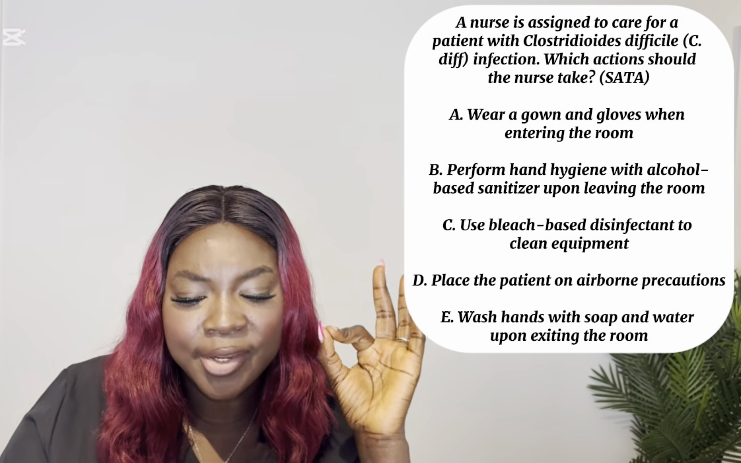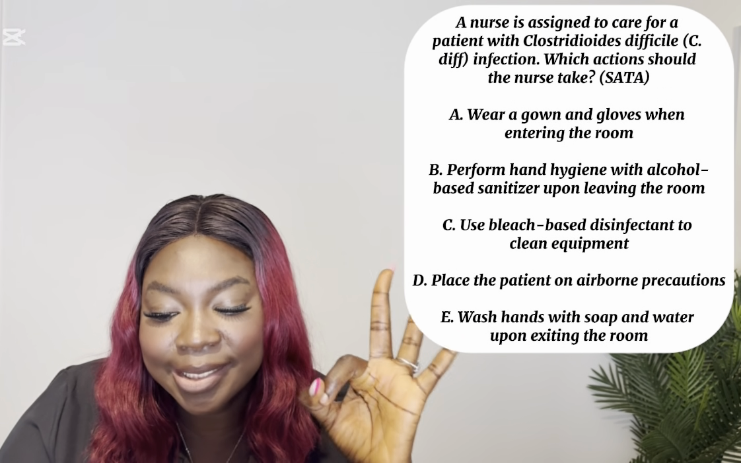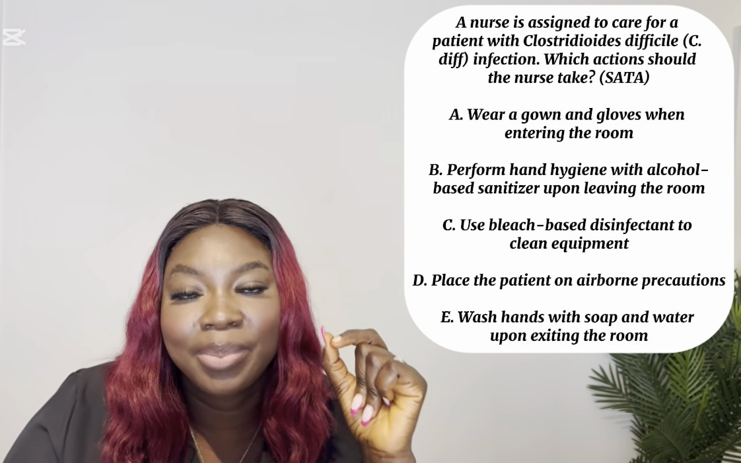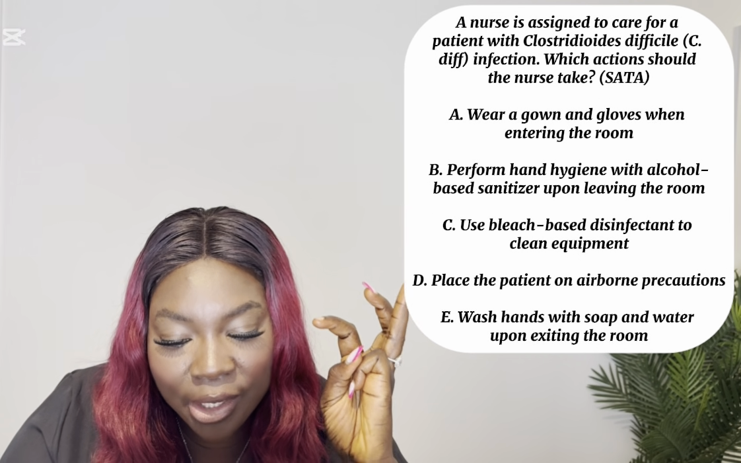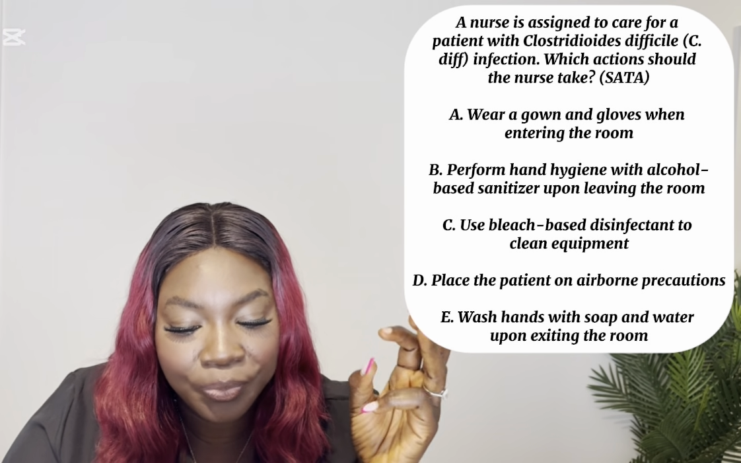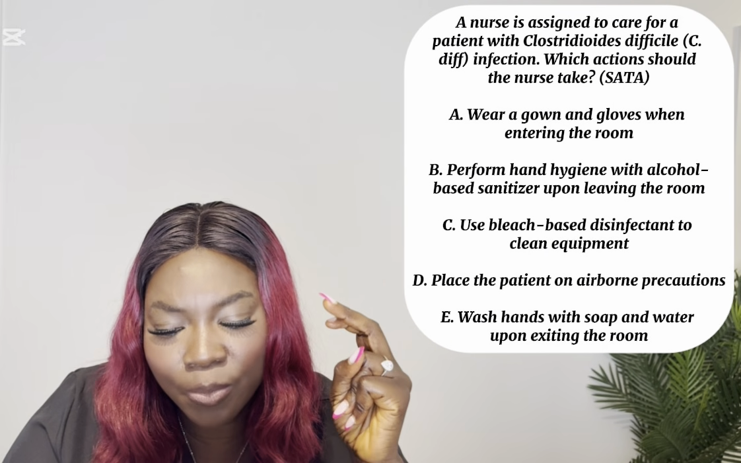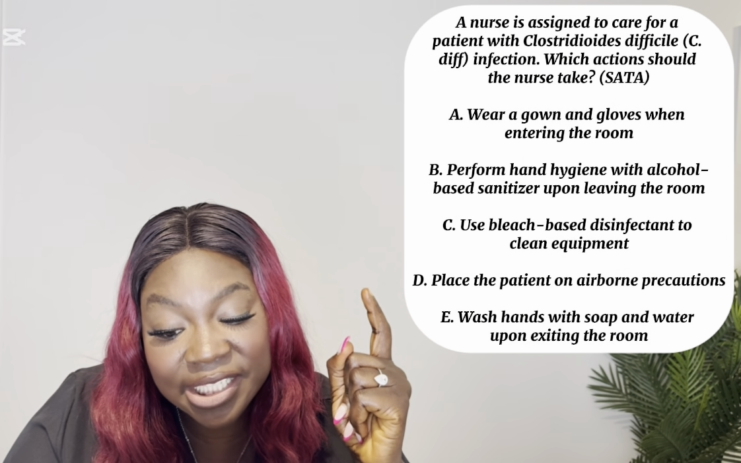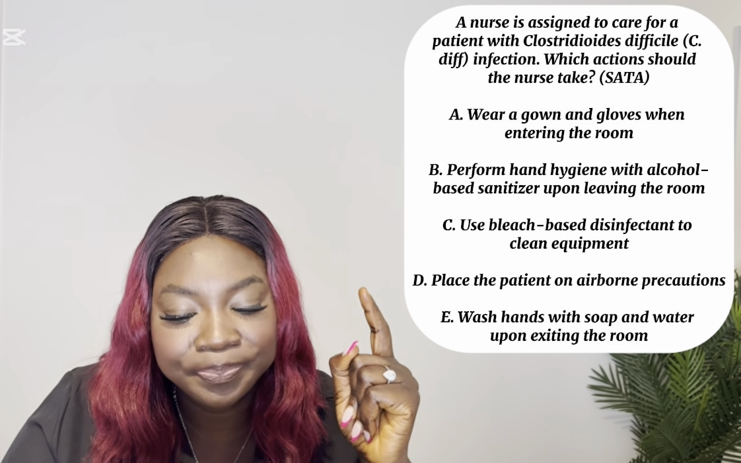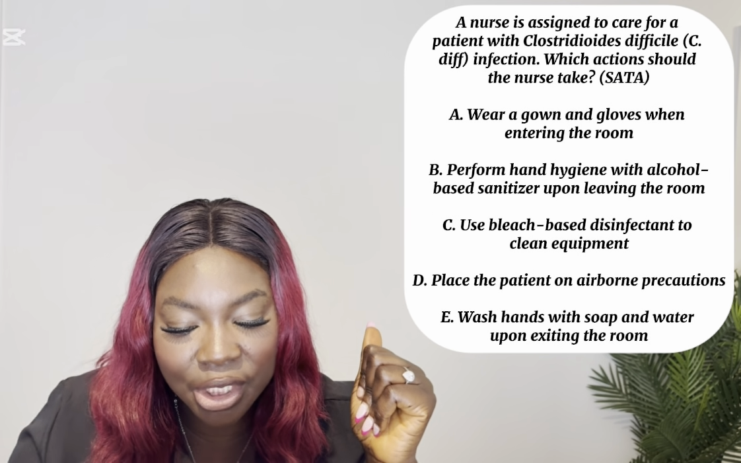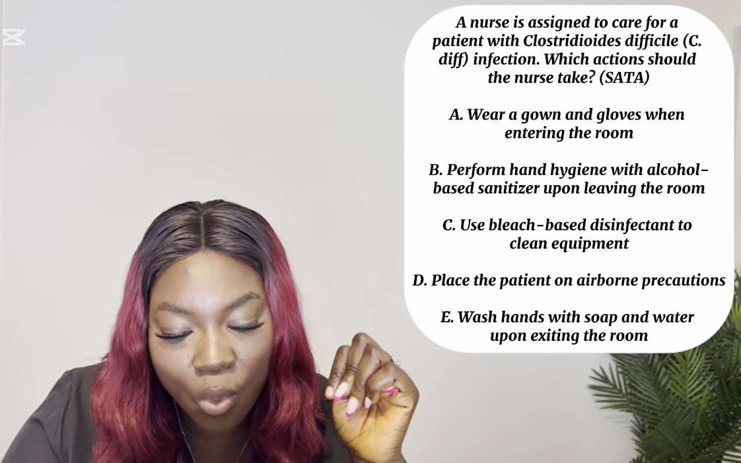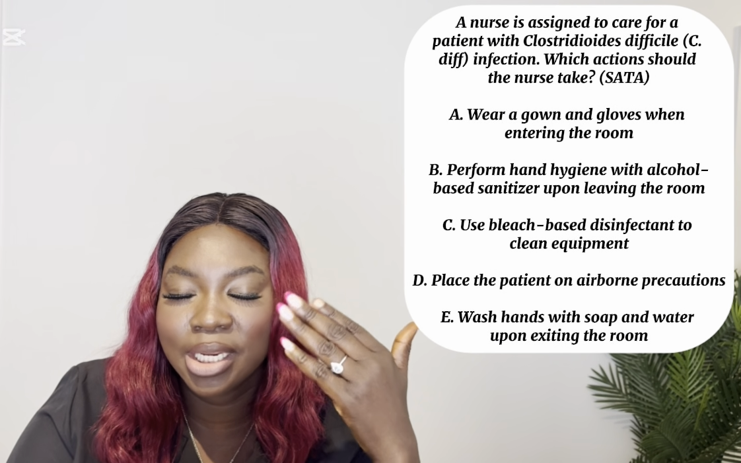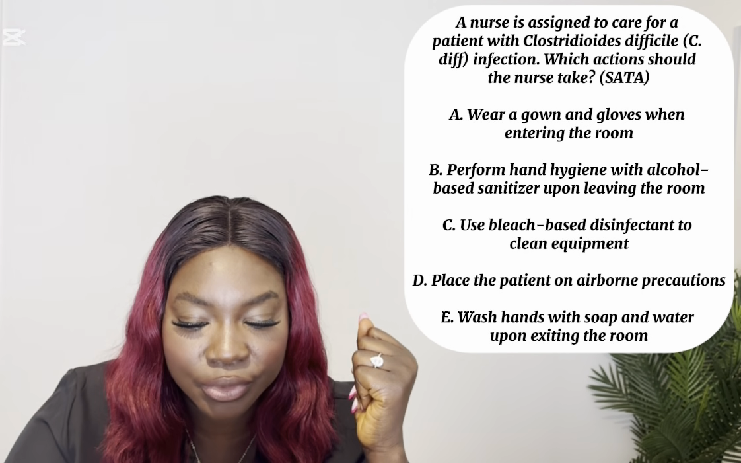Now let's go. A nurse is assigned to care for a patient with C. diff infection. Which actions should the nurse take? Select all that apply. A, wear a gown and gloves when entering the room. B, perform hand hygiene with alcohol-based sanitizer upon leaving the room. C, use bleach-based disinfectant to clean equipment. D, place the patient on airborne precautions. And E, wash hands with soap and water upon exiting the room. Let's go through it. Select what I apply as true and false.